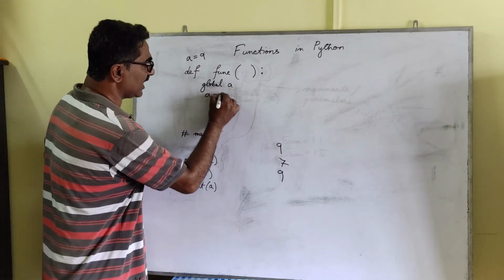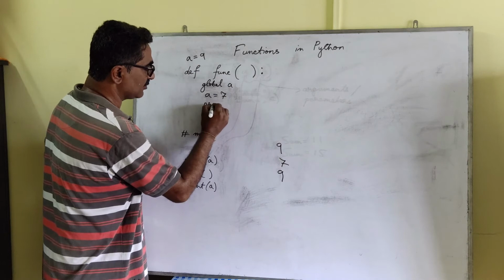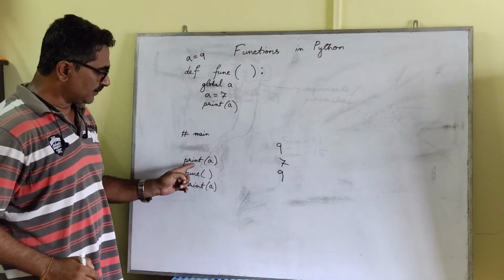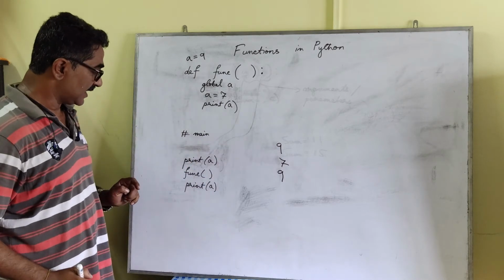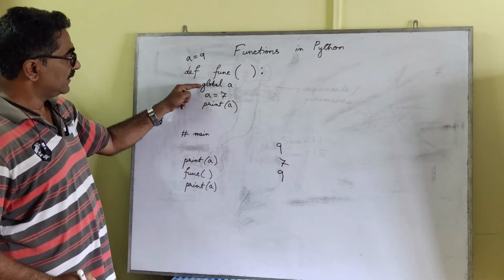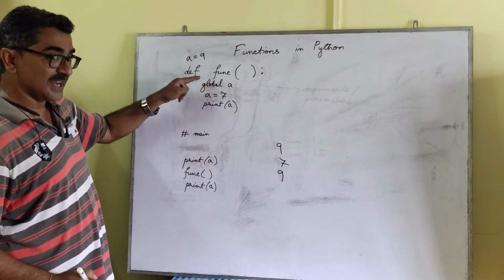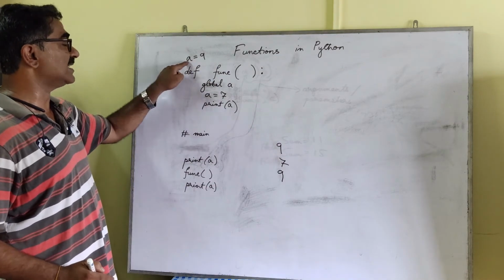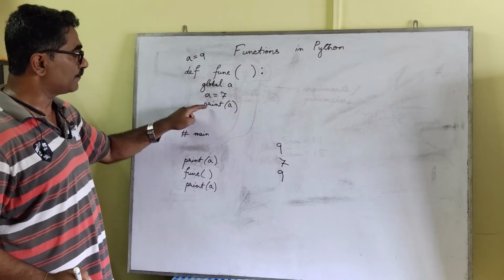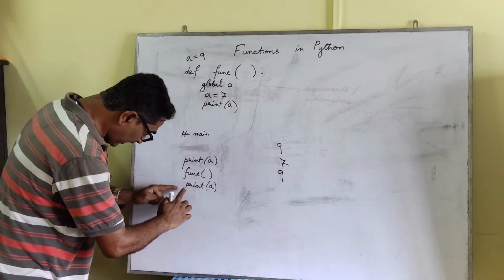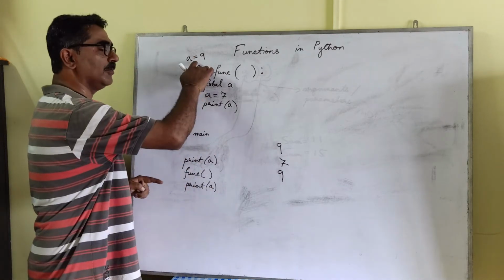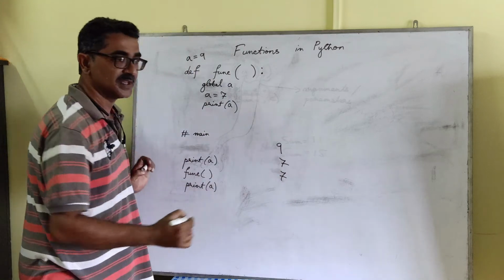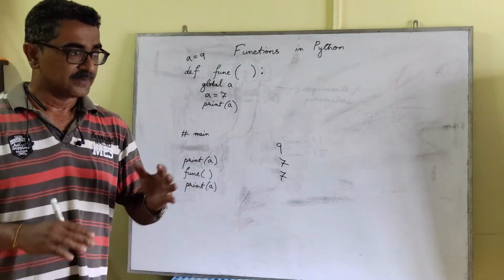Now, any reference to the variable A actually means the global A. So here when I write A equal to 7 and print A, now see the difference in output. We begin from here, print A, so it's going to print 9. Function call, it comes over here. Global A, that means any reference to the variable A means the global A. So A equal to 7, so this A changes to 7. So print A, it prints 7. Now when I come over here, print A, since the global variable A has changed to 7, it's going to definitely print 7. So this is how it works.